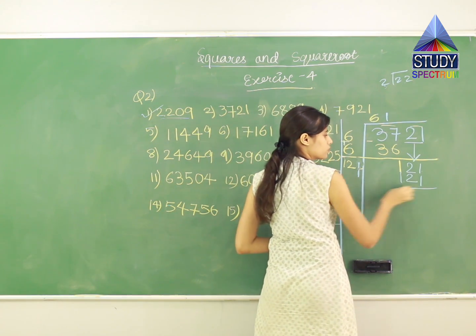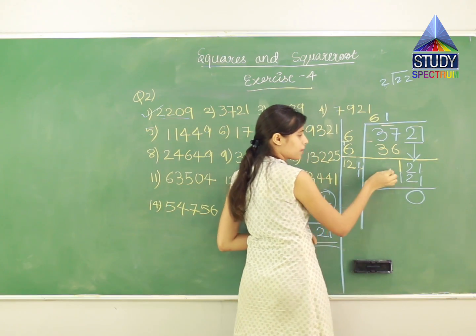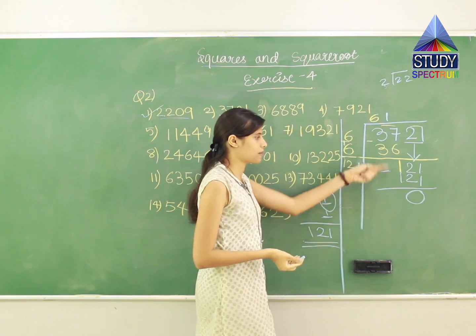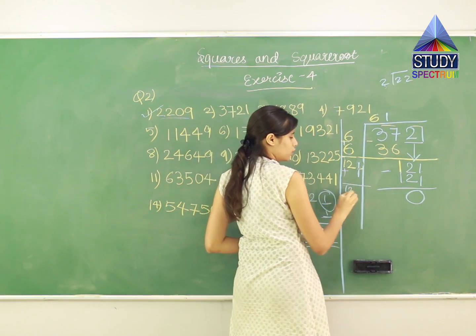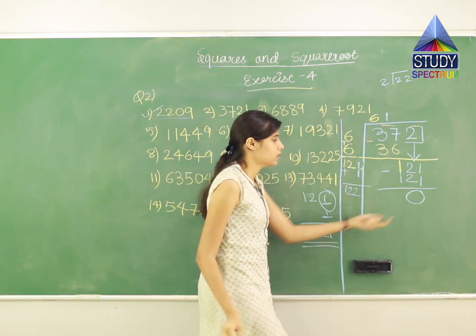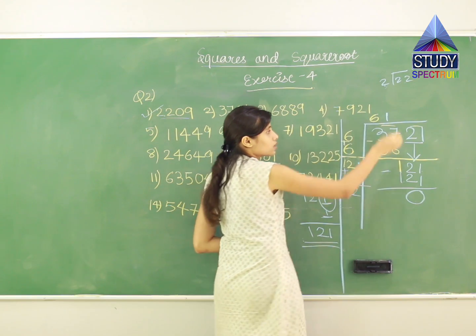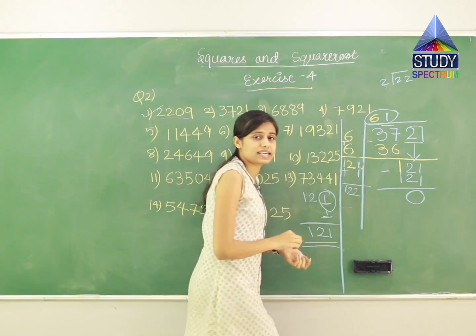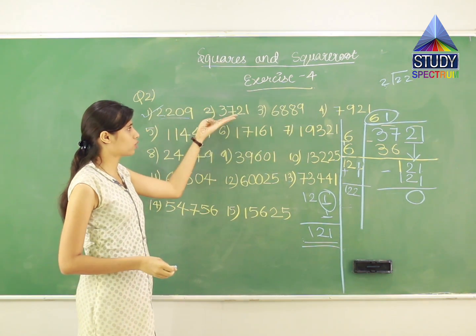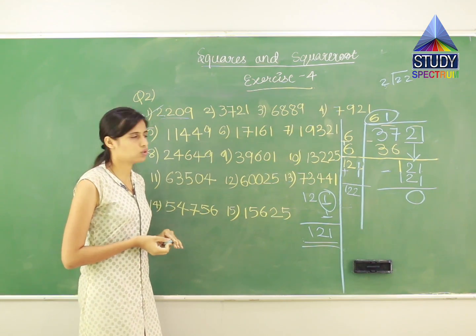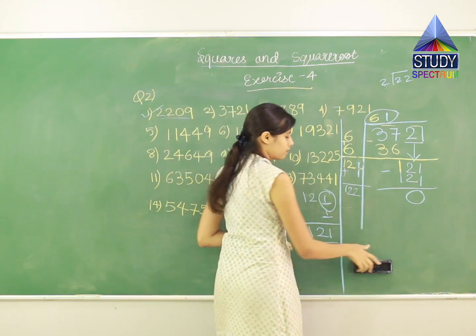121. So we get 0 over here because the number towards my right should be subtracted and over here it should be added. So I get 122 over here and 0 over here. So the remainder is 0. So what is the answer? 61 is the answer. Means 61 is the square root of 3721. Now let us try the second question.